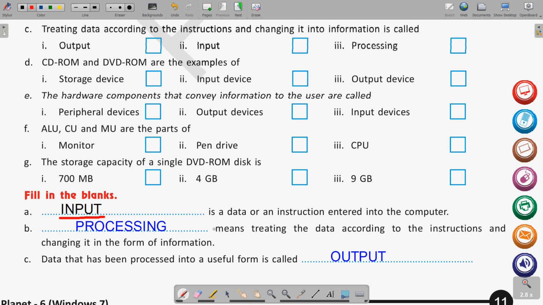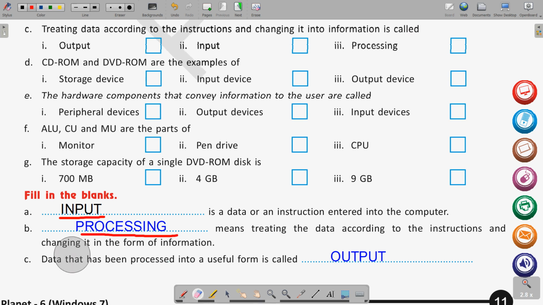Then the second one is: blank means treating the data according to the instructions and changing it into the form of information. Clear? So what does the question say? When you are getting any data and you are changing this into information, the answer will be processing. Clear? The act of changing the data into information is called processing. I hope this is clear.